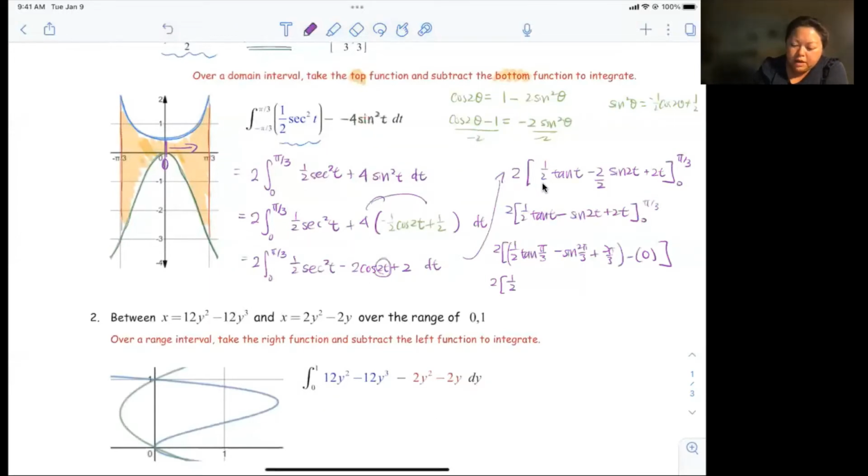pi over 3 is root 3 minus sine of 2 pi over 3. So 2 pi over 3 is in the second quadrant up that way, so it's root 3 over 2 plus 2 pi over 3. So then don't forget to distribute your 2. So you get root 3 minus root 3 plus 4 pi over 3. Final answer of 4 pi over 3 to be this area.